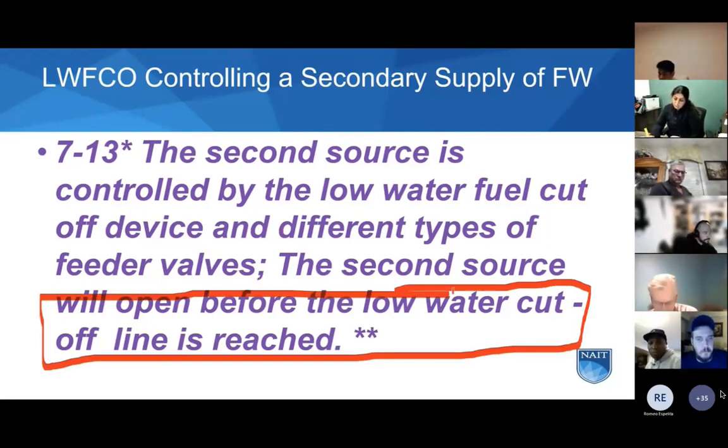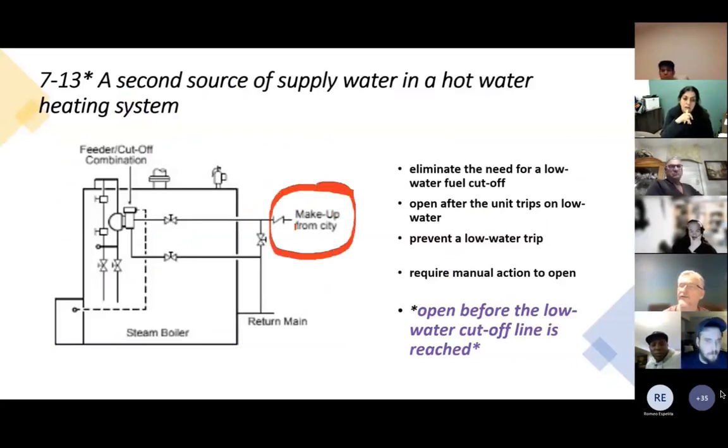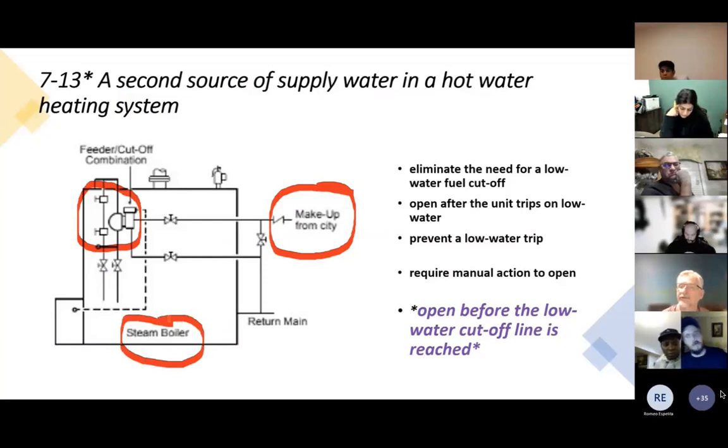And starting on page 713, it talks about this, and we look at some different types of systems. And we just mentioned this, so here's our makeup water from the city. Feed water control cutoff combination device. Actually, this one is a steam boiler. So this one has steam.